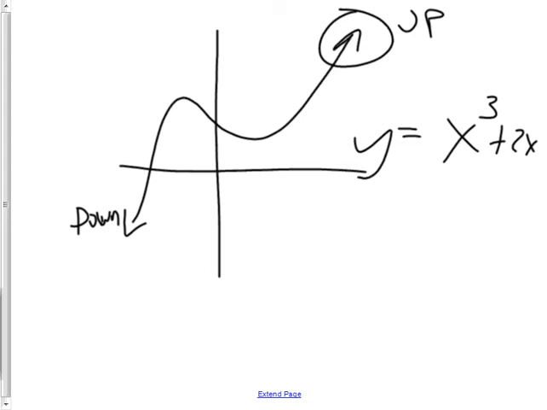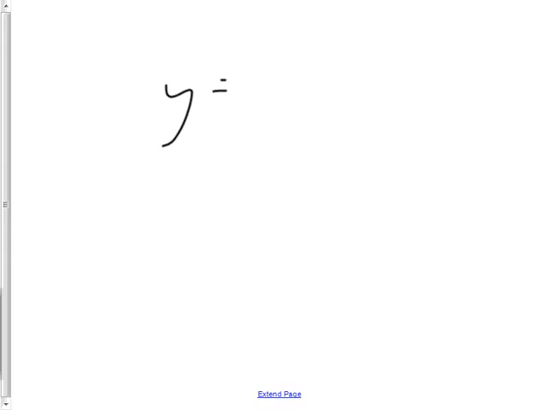That's an example of a possible answer. X to the 3rd plus 2x. All right, I'm going to show you another one. I'm going to give you the equation this time.